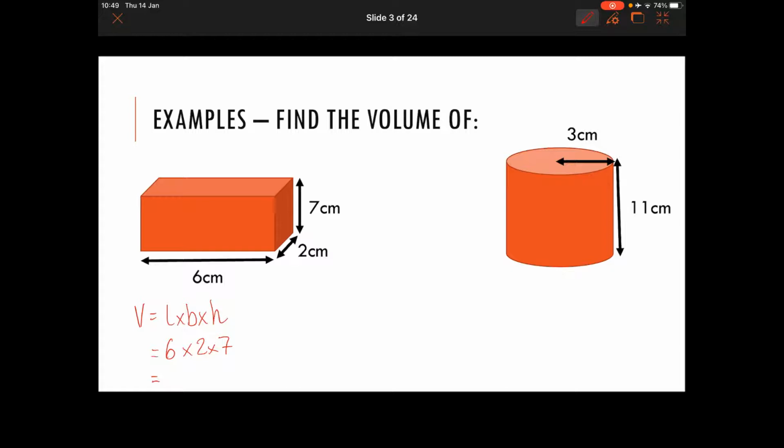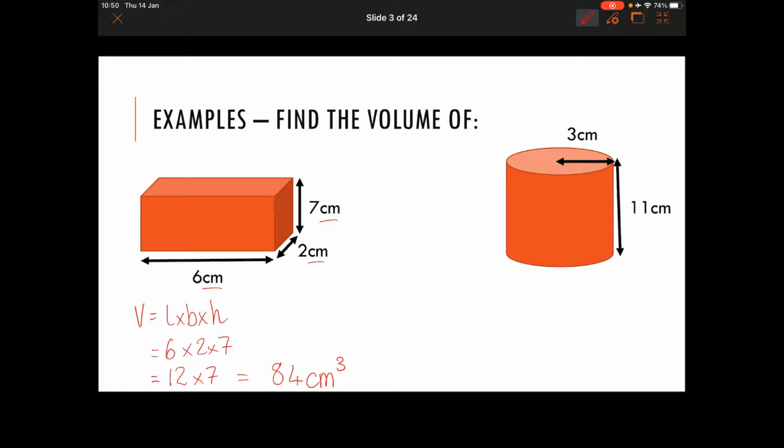If it was non-calculator though, I would maybe do my 6 times 2 is 12, and then we're going to multiply by 7. And then 7 2s give me 14, and 7 1s are 7, plus that one is 8. All of my units match up here, so it's centimetres cubed for volume.